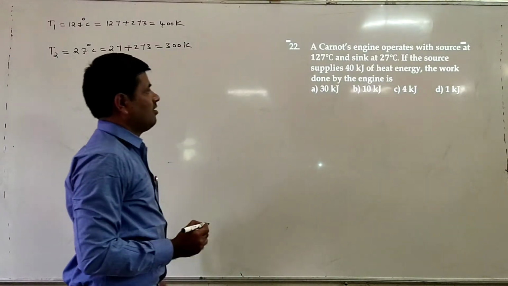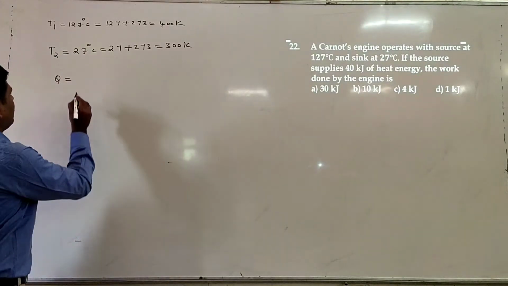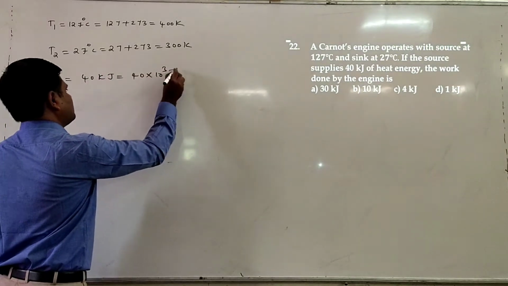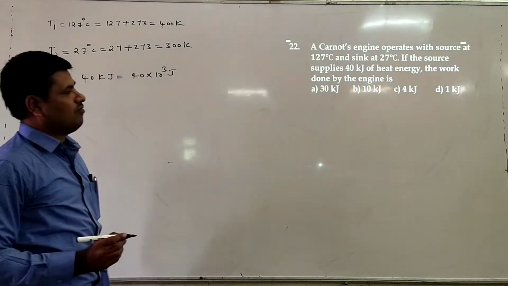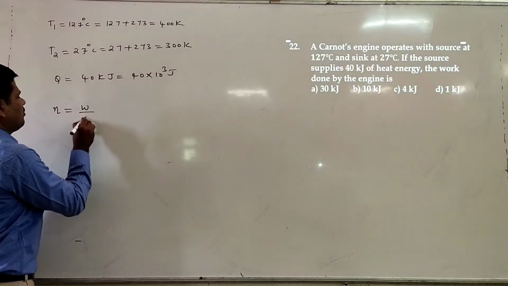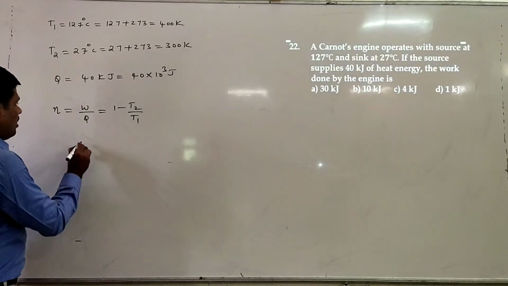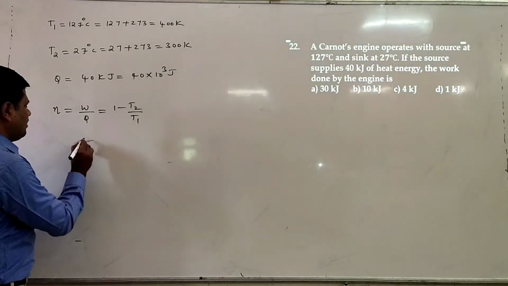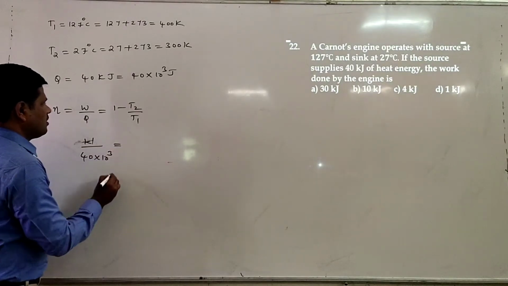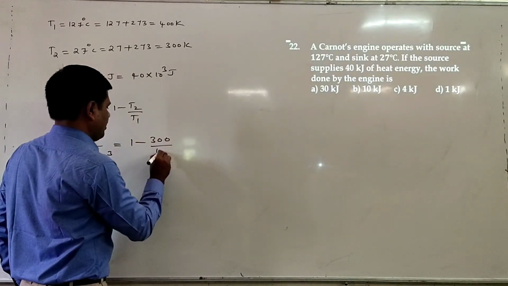Now, the source supplies 40 kilojoule of heat energy, that is 40 into 10 power of 3 joules. This is the heat energy. Now, the work done by the engine is asked here. You know the efficiency formula: eta is equal to W by Q, which is equal to 1 minus T2 by T1. Here, W by Q, where Q is 40 into 10 power of 3, is equal to 1 minus T2 by T1, and T2 by T1 is 300 by 400.